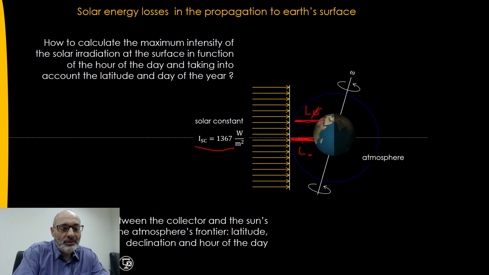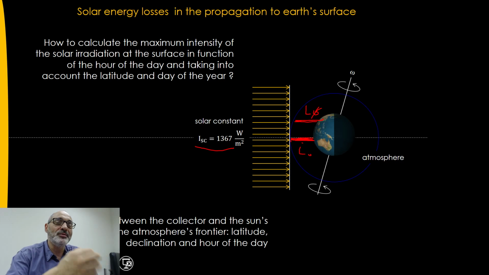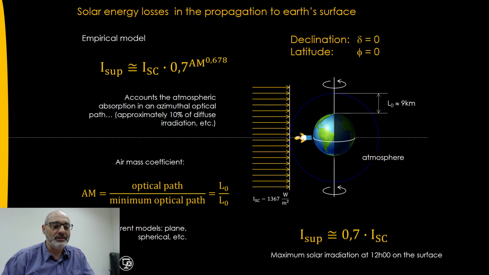So you can already see that you have a minimum optical path which corresponds to the exact observer's nadir. If the sun is coming through the nadir, to the zenith, that's the minimum optical path. So we have to remember our geometry classes in order to evaluate these things.